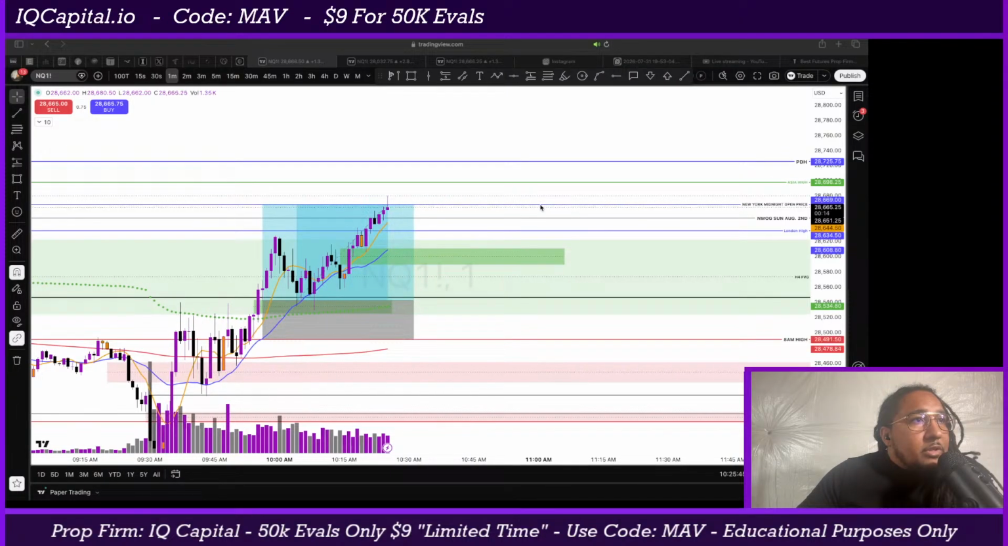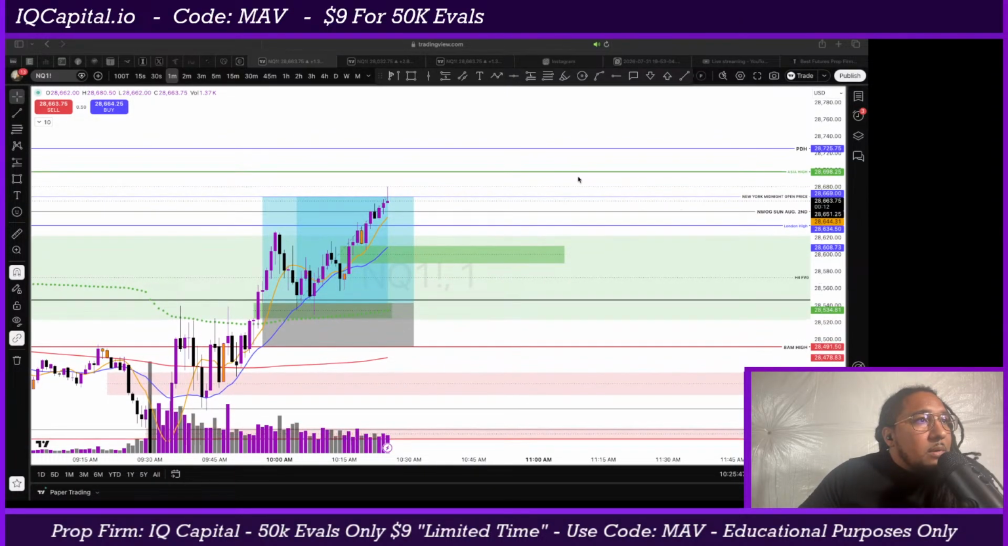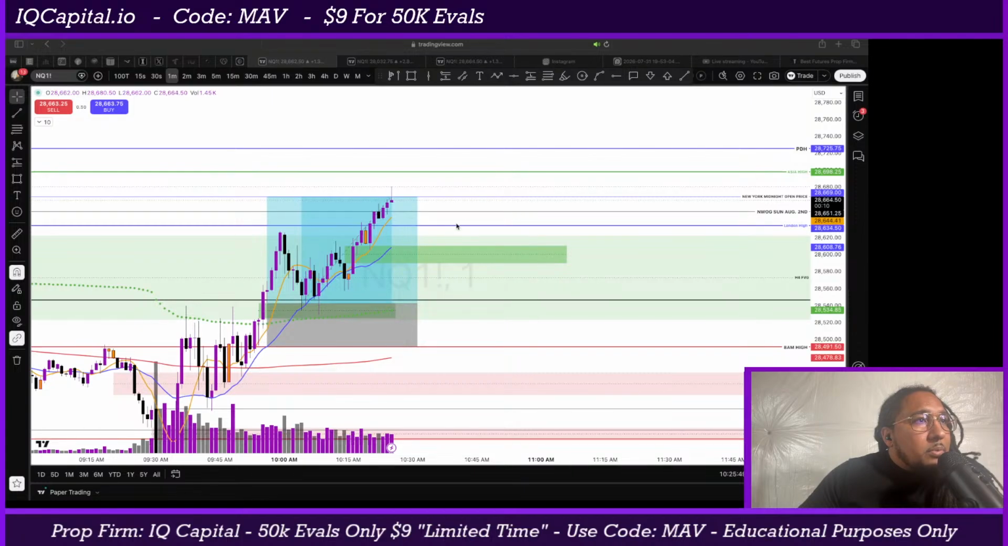So it looks like we're rejecting off midnight open, which is typical. So if we do get a pullback and a retest, it would be from this midnight open.